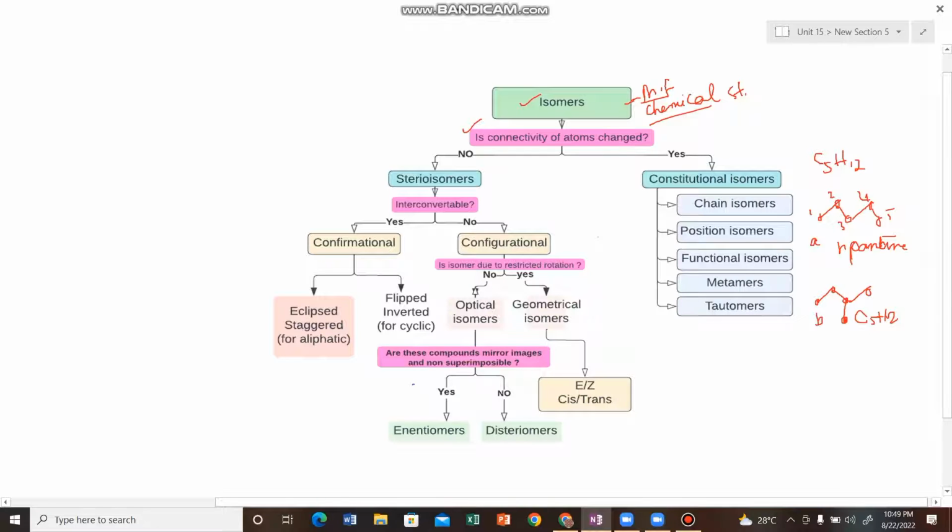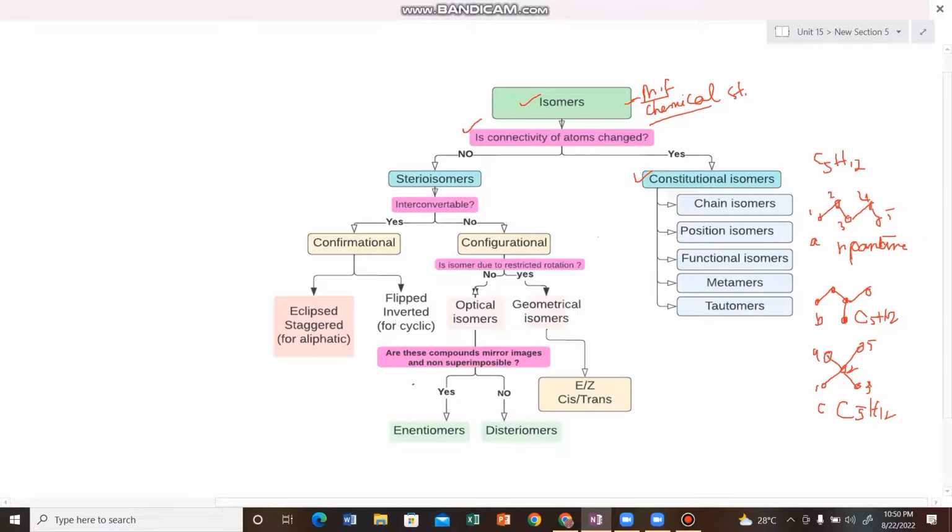So structure A and B are constitutional isomers. When compounds have the same molecular formula but their connectivity or chemical structures are different, they are known as constitutional isomers. Let me give one more example of constitutional isomers. If we have 3 carbons in the chain and 2 in the branch, again there are 1 2 3 4 and 5 carbons. So the formula is C5H12, but in structures C, A and B, the spatial connectivity is different.